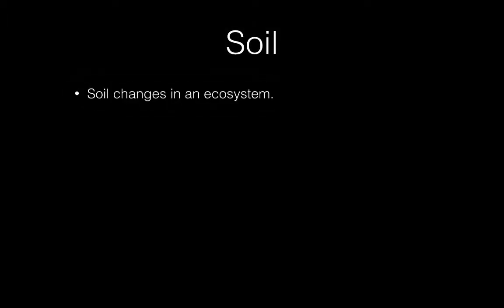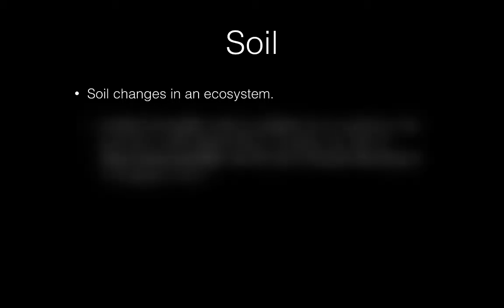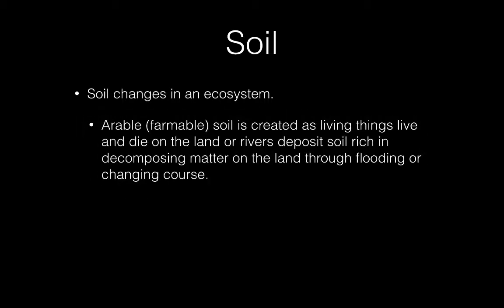Soil. Soil changes in an ecosystem. Arable or farmable soil is created as living things live and die on the land, or rivers deposit soil rich in decomposing matter on the land through flooding or changing course.